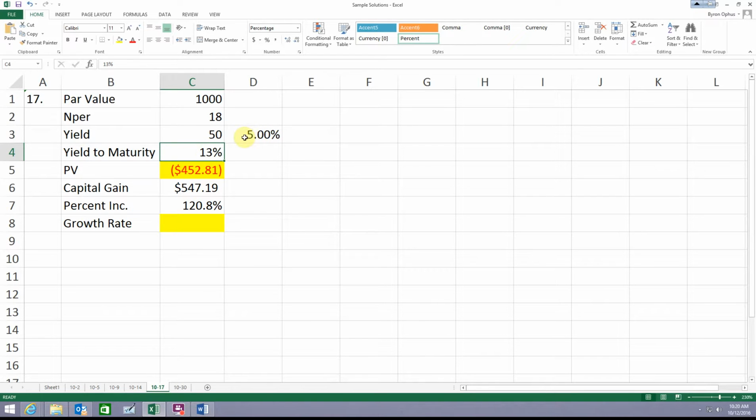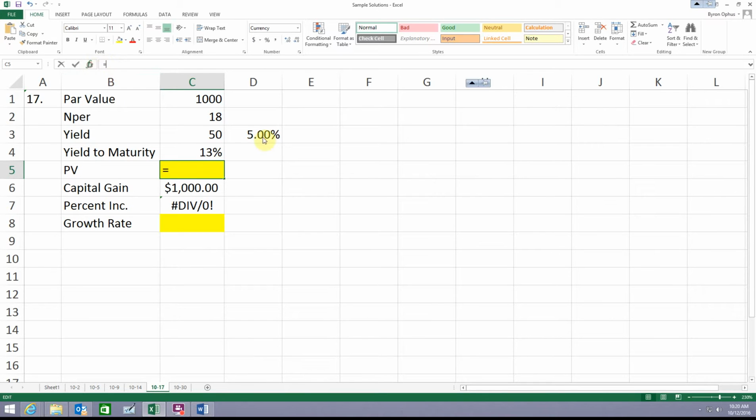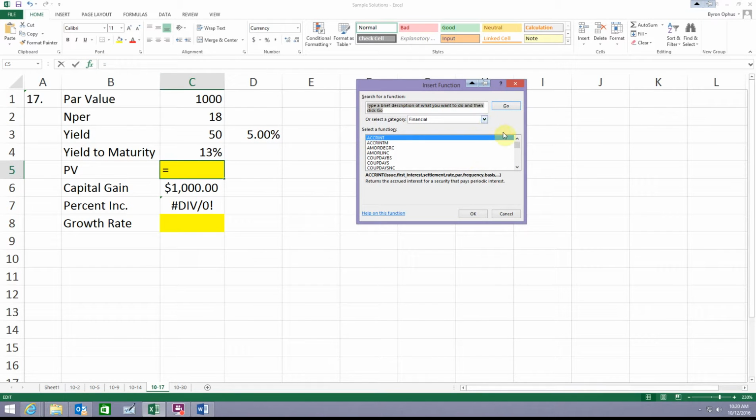but current rates are at 13%. So obviously rates have gone from 5% to 13%. So they've gone up dramatically. So the value, or what I want to pay for that bond, should go down dramatically from the par value, right? And once again, we calculate that just simply using our present value.